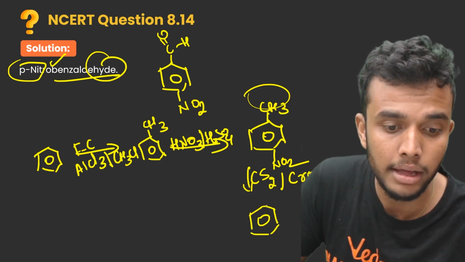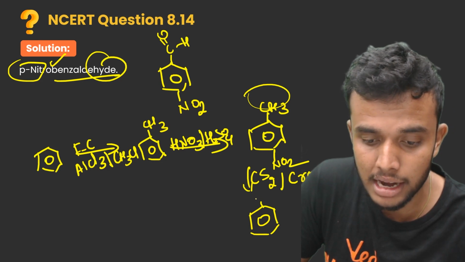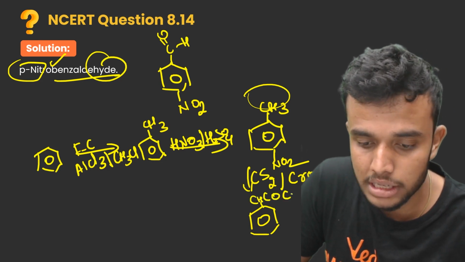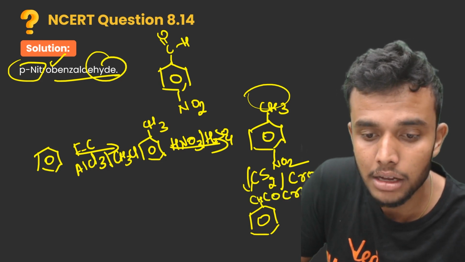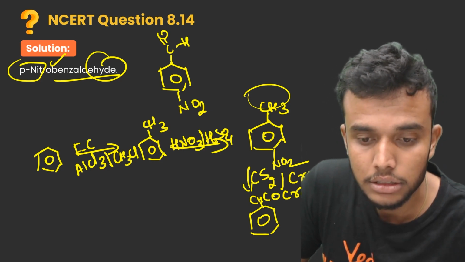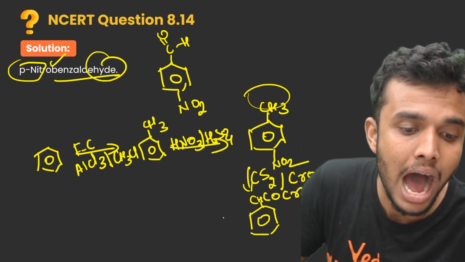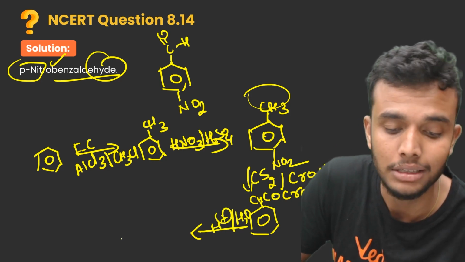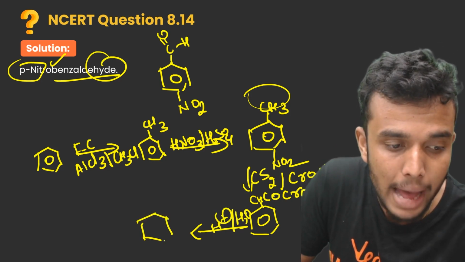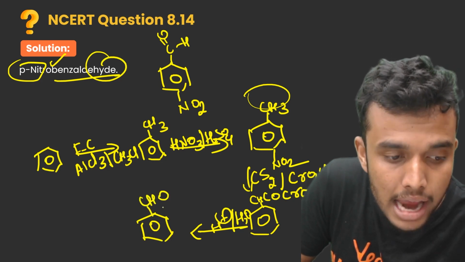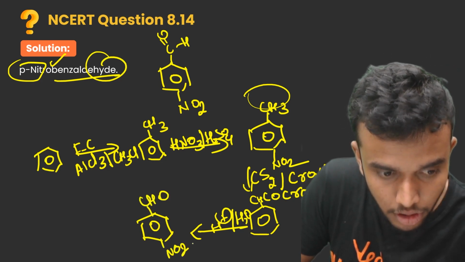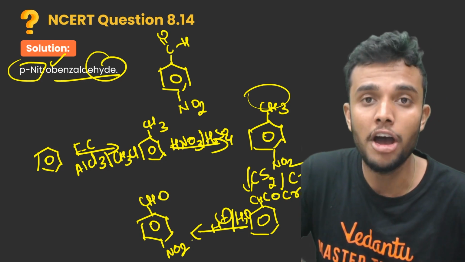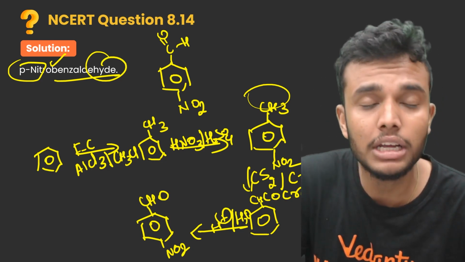This is the compound, okay? At the CH3 position, it becomes CH(OCrOHCl2). Okay, students? And the last step is hydrolysis in the presence of H+ or water to yield para-nitrobenzaldehyde. Understood, students? If you have any doubt, let me know in the chat, let me know in the comment section.